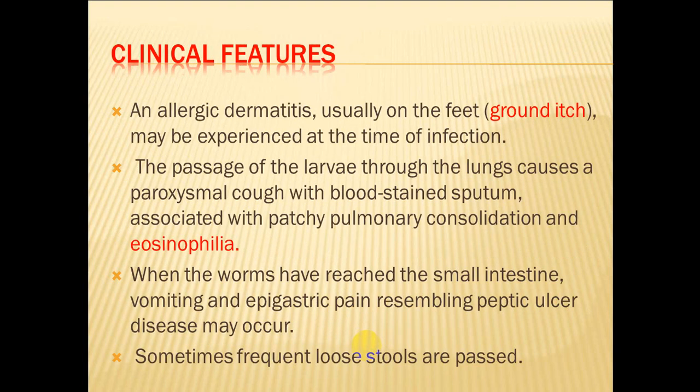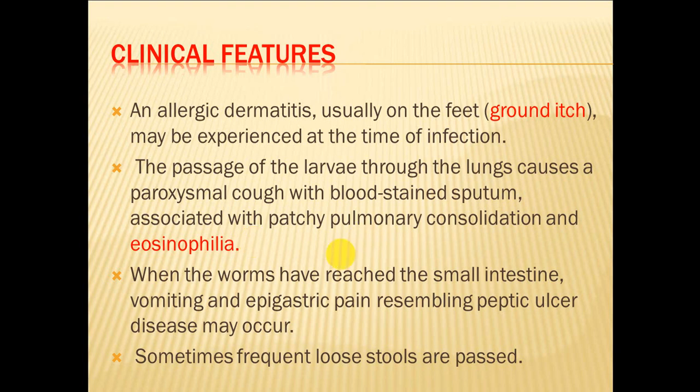Clinical presentations: allergic dermatitis, usually on the feet, the site of entrance, ground itch, may be experienced at the time of infection. Passage of larvae through the lungs causes paroxysms of cough, which could be blood stained, associated with patchy pulmonary consolidation and eosinophilia. Whenever you say eosinophilia, it means an eosinophil count in the blood of more than 5%.